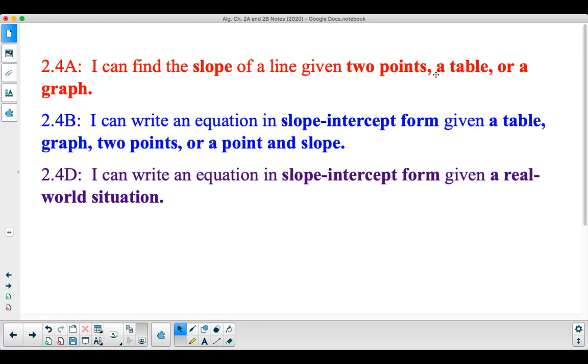All right, welcome to 2.4, part 1. Today we are going to be covering these three learning targets. It involves slope, slope-intercept form, and then writing that slope-intercept form from different situations.